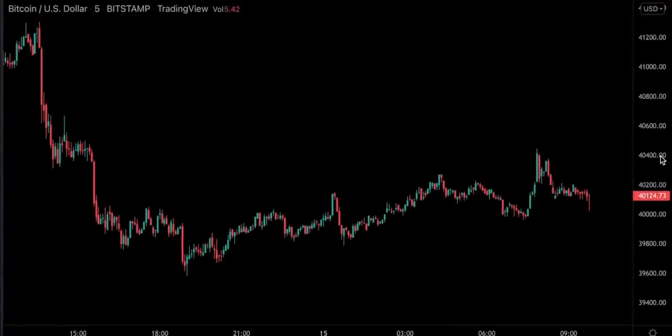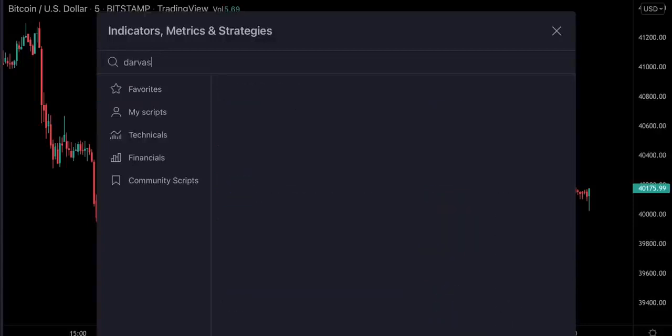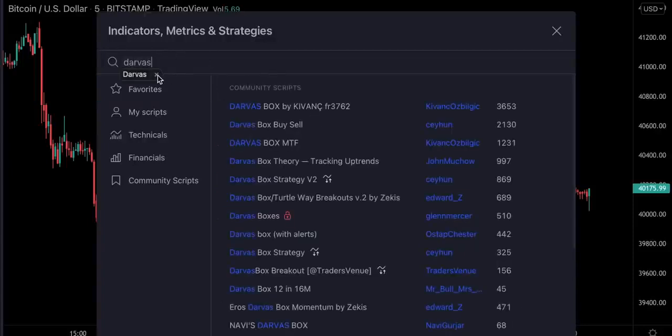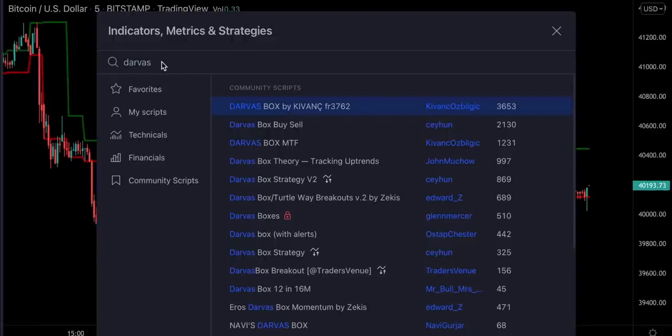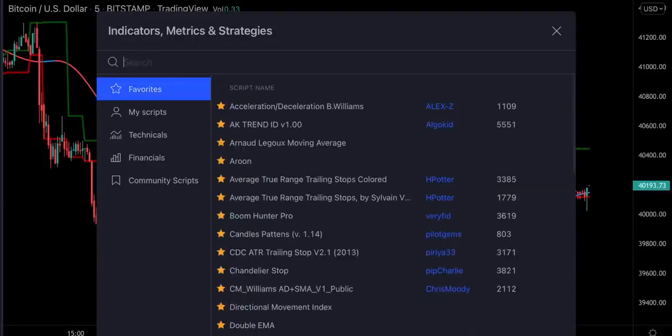This trading strategy is called the Davos Box, and it was discovered by the famous stock trader Nicholas Davos. Okay, so we're going to do our backtesting on a Bitcoin USD 5-minute chart, and now let's go ahead and add our indicators. So for the first indicator, let's add Davos Box by this creator, Kivans Osbilchik. For our second indicator, let's add Mavelim W, this one right here. And lastly, let's add RVI, or Relative Vigor Index, to our chart.